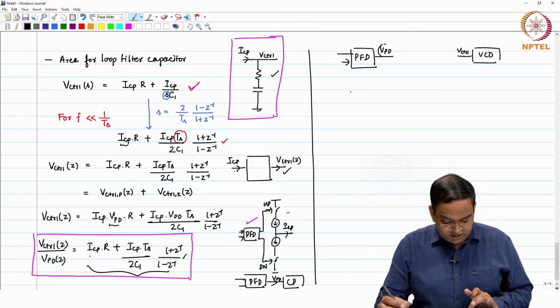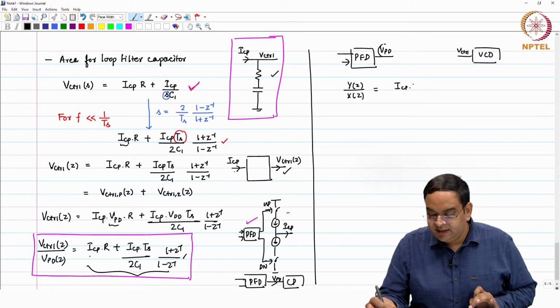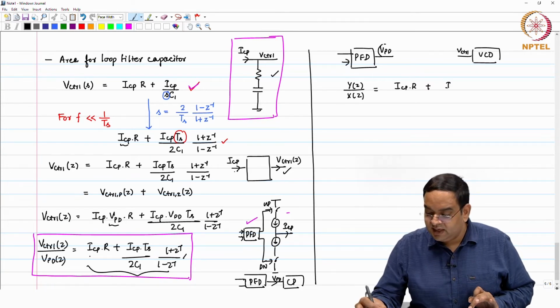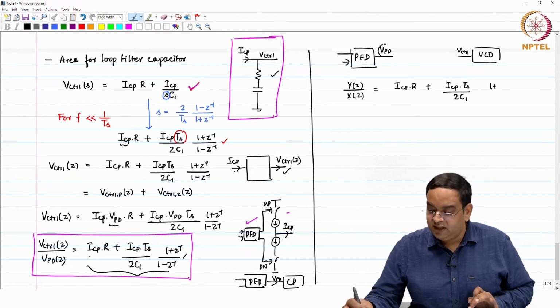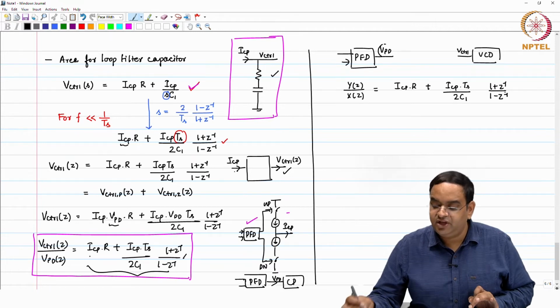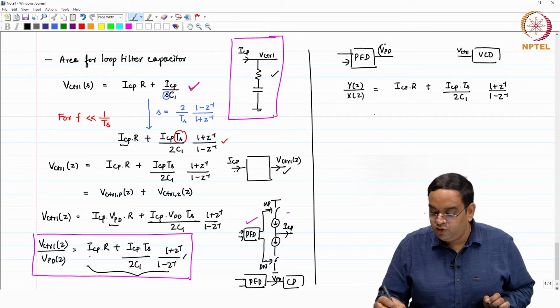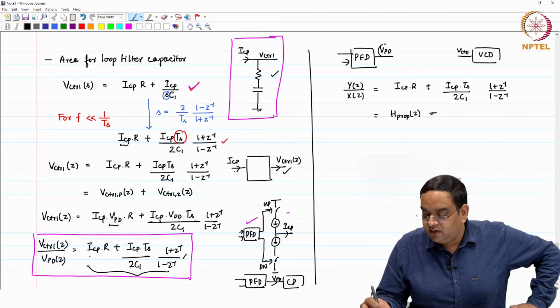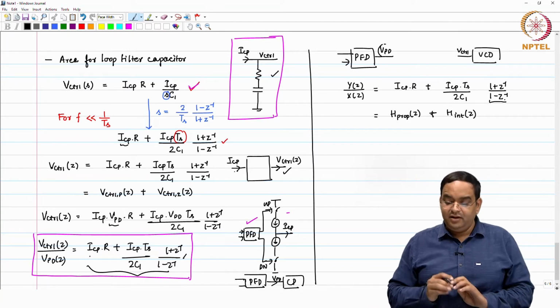So let us now just take this function as such: Y of Z divided by X of Z is ICP times R plus ICP TS by 2C1 into 1 plus Z inverse by 1 minus Z inverse. This transfer function I am going to divide into two parts, one H proportional of Z and the other H integral of Z. Why integral part? Because there is 1 minus Z inverse, which acts like an integrator.